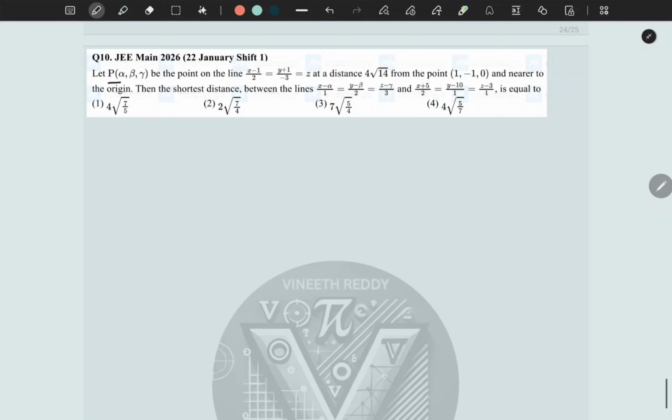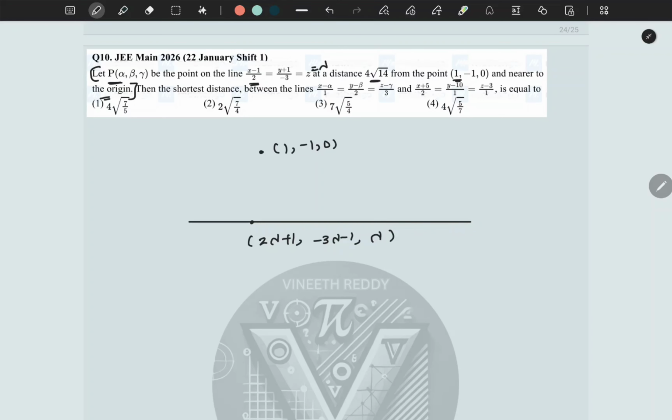Next question says, let P be the point on the line at a distance of 4 root 14 from the point and nearer to the origin, then the shortest distance. Okay, so first let us try to solve this part of the question. P be a point on this line at a distance of 4 root 14. So we will take a point P in terms of lambda. We will equate this to lambda. So we can write a general point as 2 lambda plus 1, comma, minus 3 lambda minus 1, comma, lambda. Acha, distance of this point from the point 1, comma, minus 1, comma, 0.